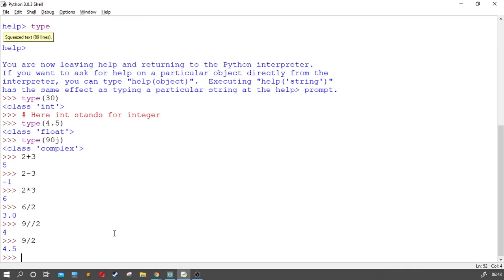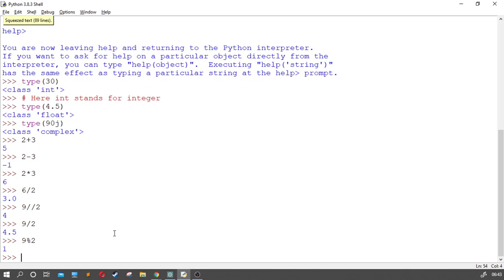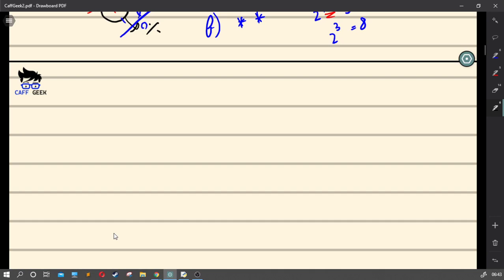But if we use double slash, we are using a simple division, a floor division. We get an integer value, a simple quotient. For example, if we would like to know the remainder, we go with 9 mod 2. It's 1, modulus.